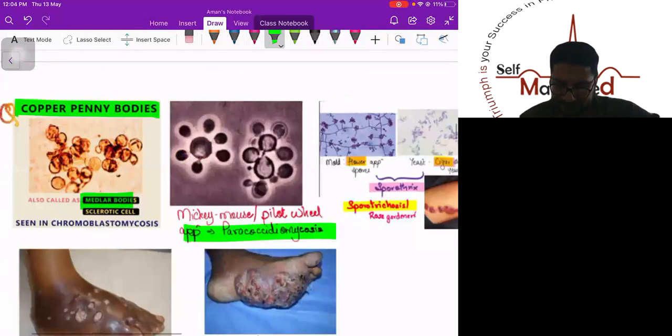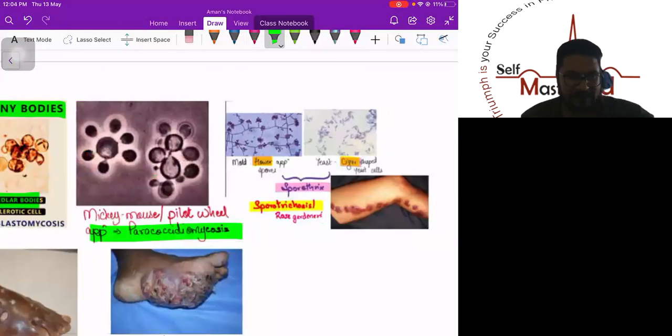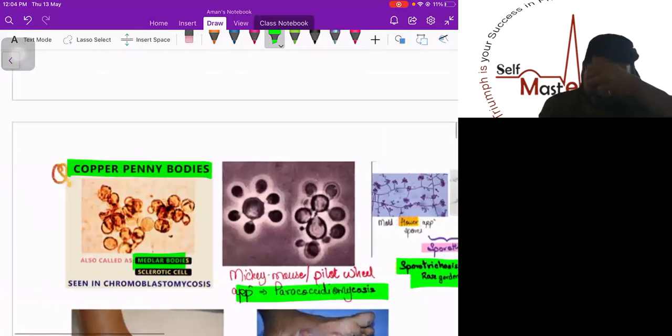Pilot wheel appearance you will see in paracoccidioidomycosis. Okay, so understand this. Rose gardener's disease is caused by sporotrichosis. We call this Rose gardener's disease. So sometimes they ask basic questions in the exam related to the mycology part. So let me tell you a few basic things that they ask in exam.